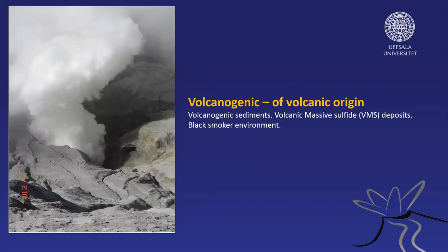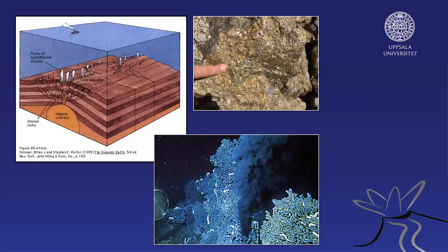Finally, volcanogenic deposits. As the name indicates, of a volcanic origin. And we have this kind of deposit formed in volcanogenic sediments, sediments that are formed from volcanic rocks. But the most important type of deposit in terms of economic interest are volcanic massive sulfides, VMS. That's the black smoker environment. All the big VMS deposits we have on Earth, we are quite sure they were formed by black smokers.